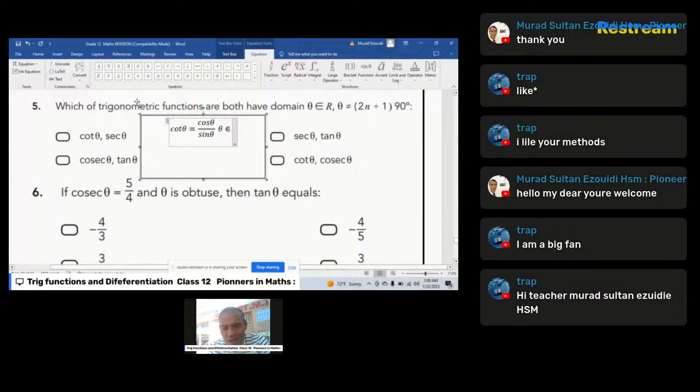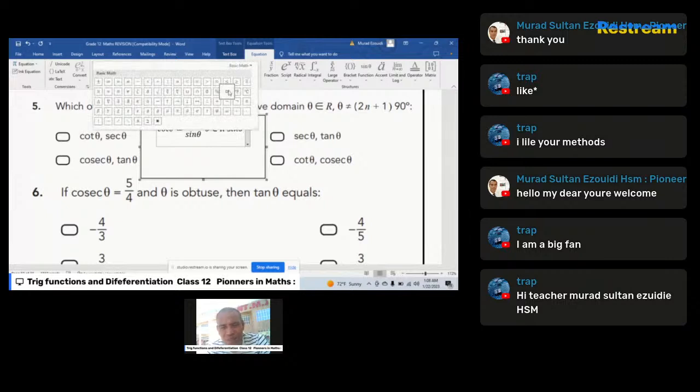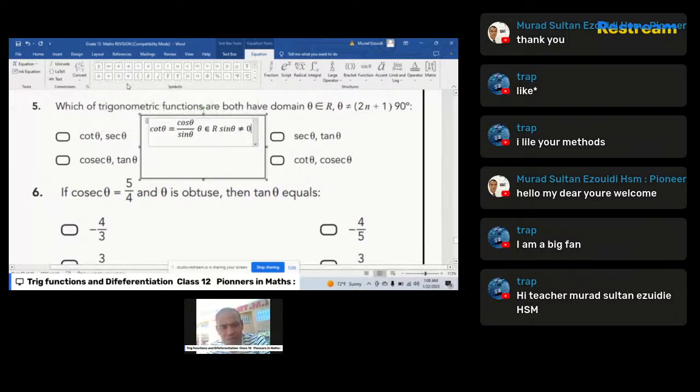Okay, to R, I will make R capital, meaning theta is a real number such that the sine of the angle theta has to be different from zero, not equal to zero. This is the domain of this function.